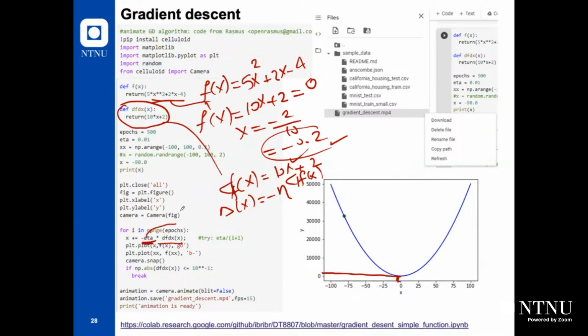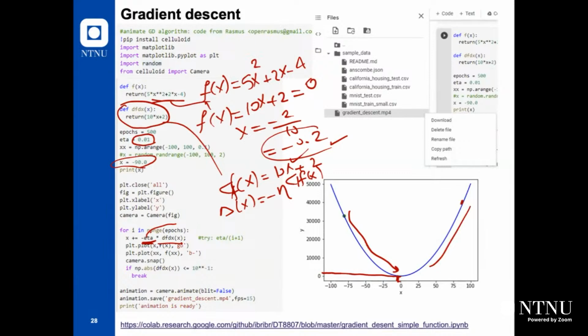Eta will be the time step, so I'm selecting the time step equal to 0.01, for example, and just updating x. We need to start from some x value, so we will select x randomly. Imagine that we are starting from x equal minus 90, for example. It will take a number of iterations. We are starting from the side, and we will go in that direction.